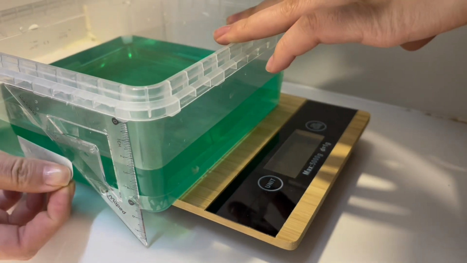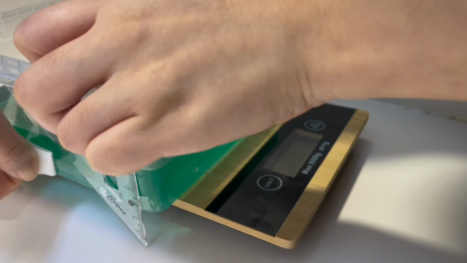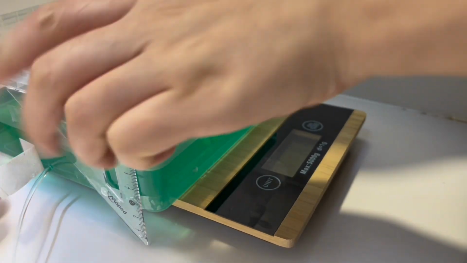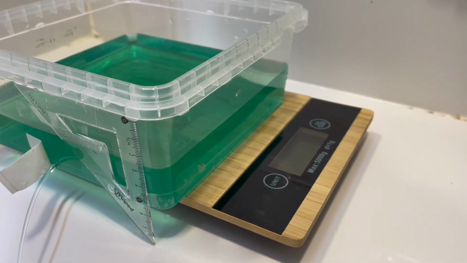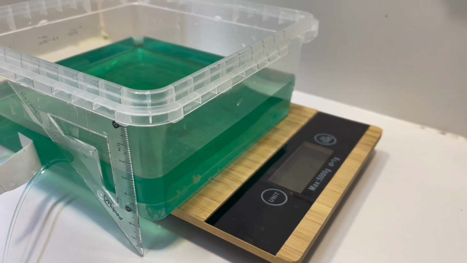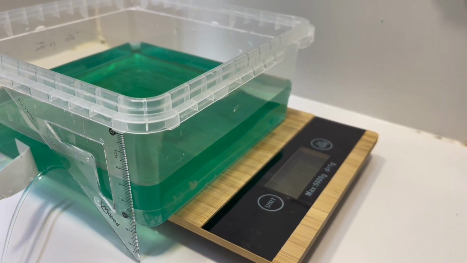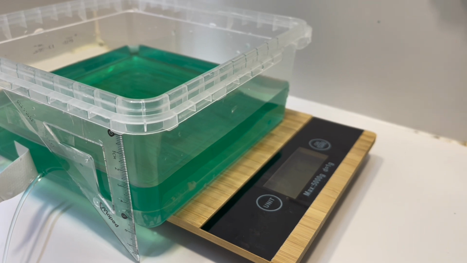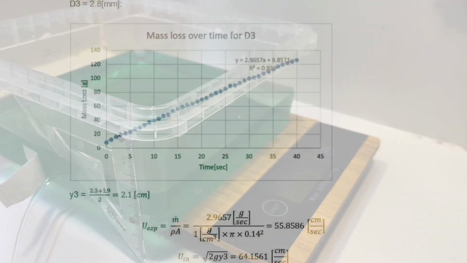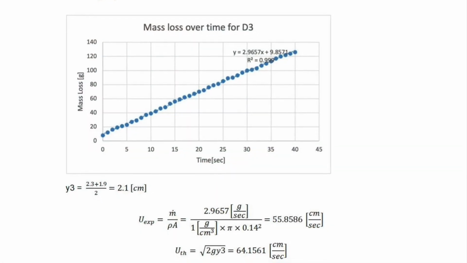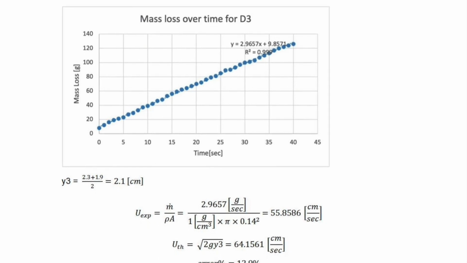For the large hole, we see that the experimental exiting velocity is smaller than what we got for the medium hole, but the expected velocity remained the same since we started at the exact same initial water level. Therefore, in this case, we got a larger error, which is reasonable because Torricelli's law applies better to cases with smaller holes and wider containers.